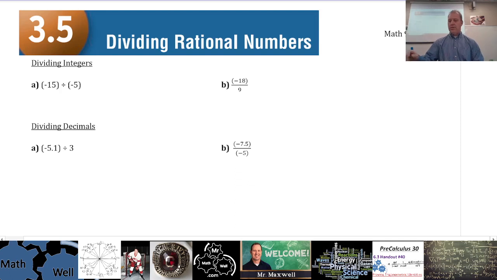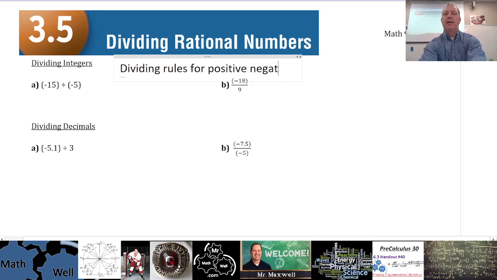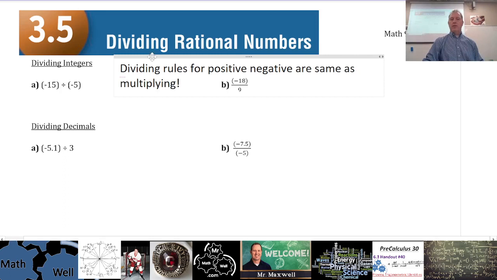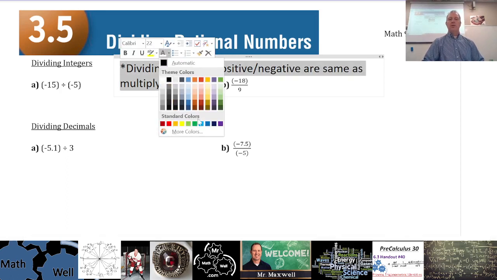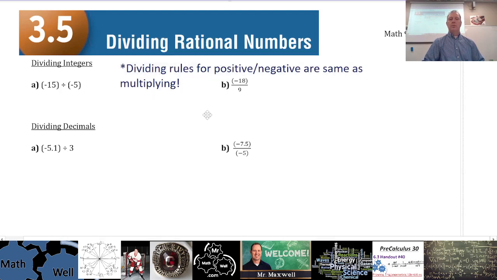So let's just jot down here, maybe I'll just put this right here on the notes. Dividing rules for positive/negative are the same as multiplying. That's a good note for you to jot down somewhere in your notes as well, just as a reminder. Maybe make that a special color, like purple. That looks good.